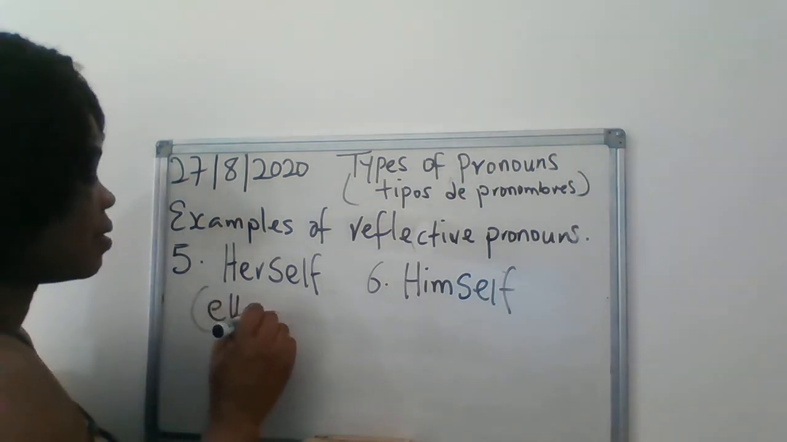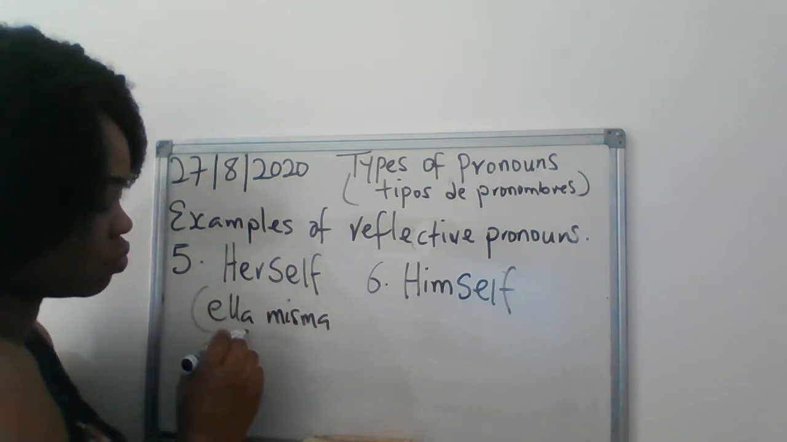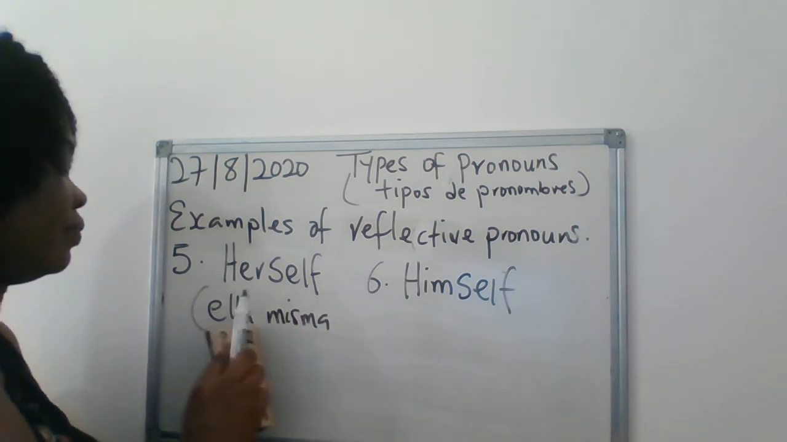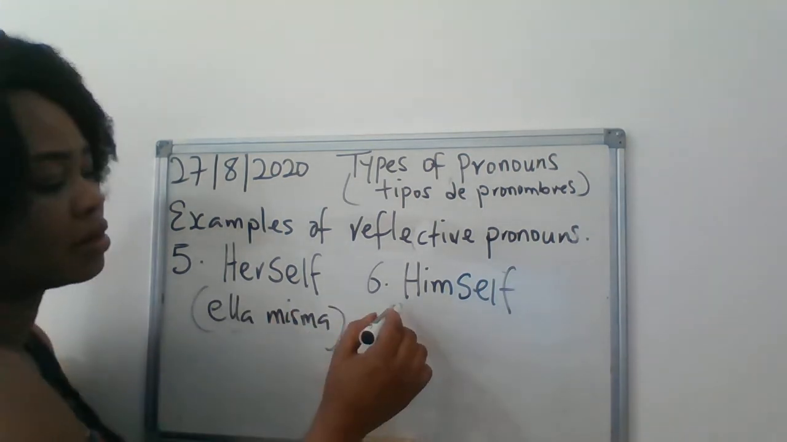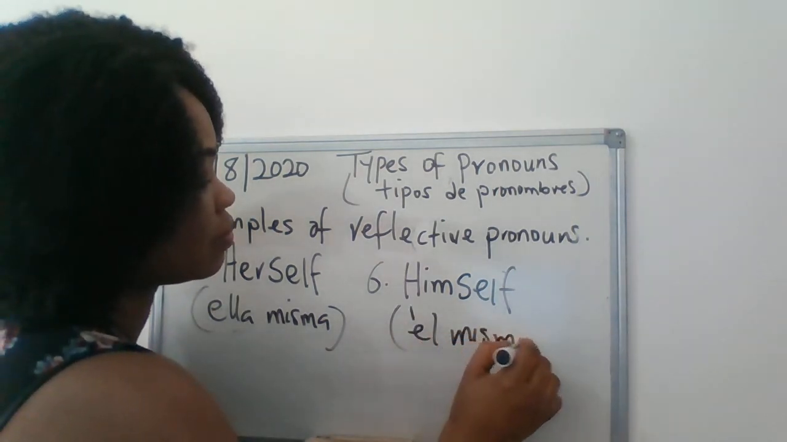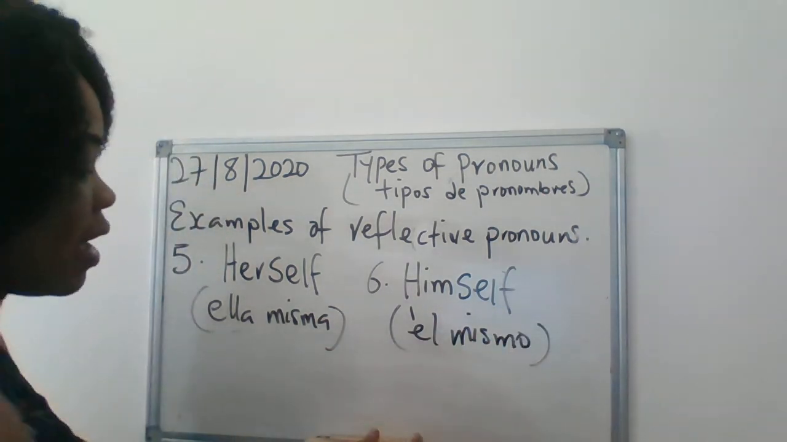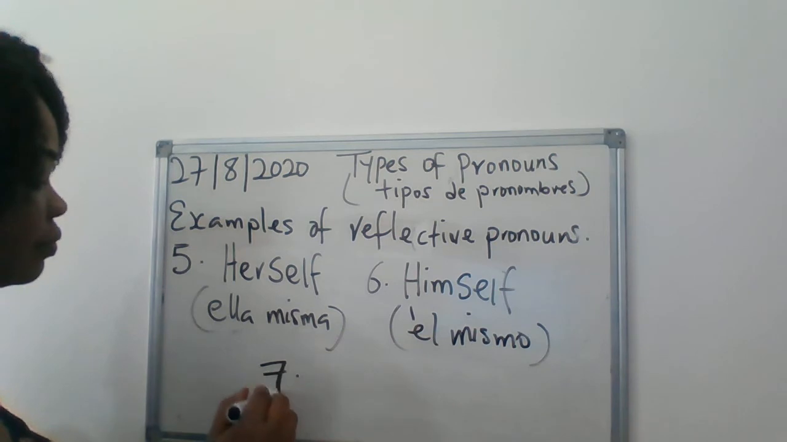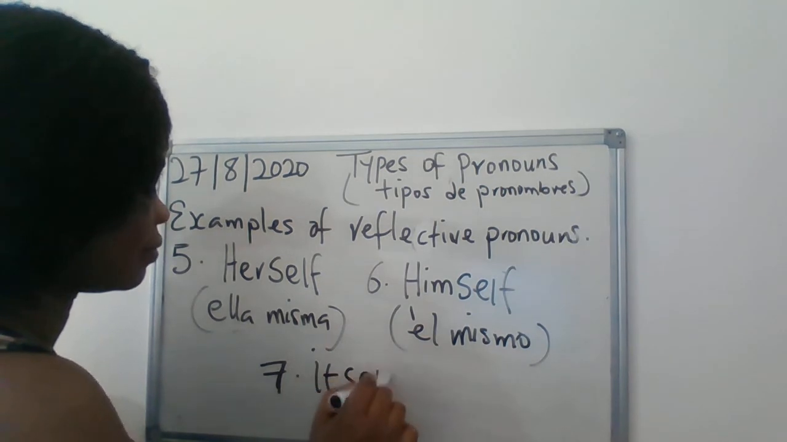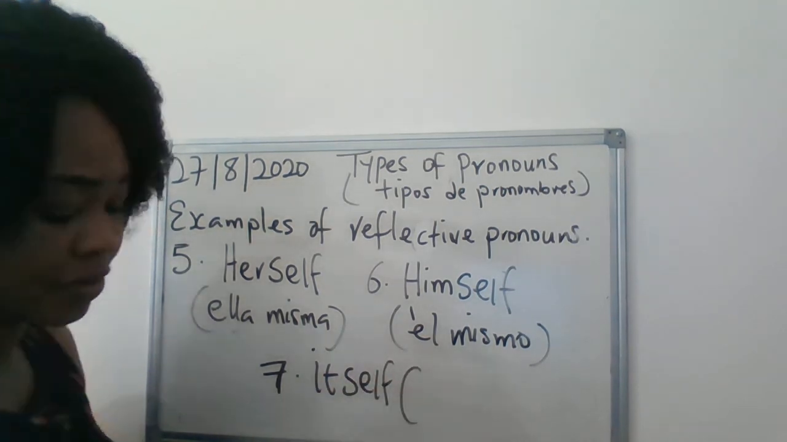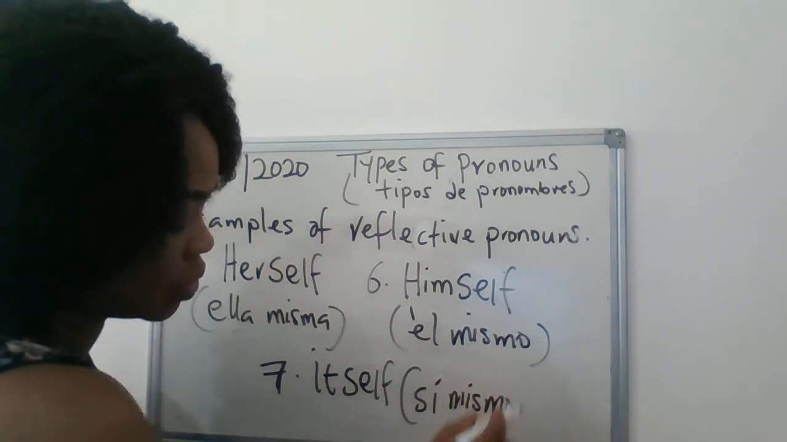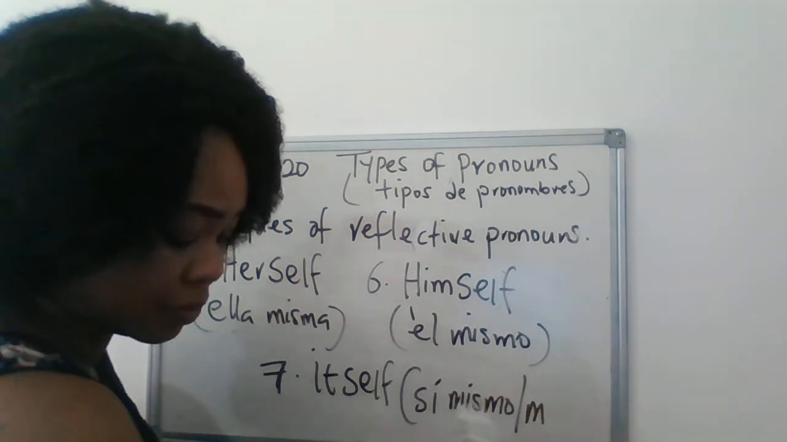Herself is ella misma. You must follow the word to get this. Okay? Ella misma. It's a feminine word. Himself is el mismo. Okay? El mismo. Number seven is itself. Itself is sí mismo or sí misma.